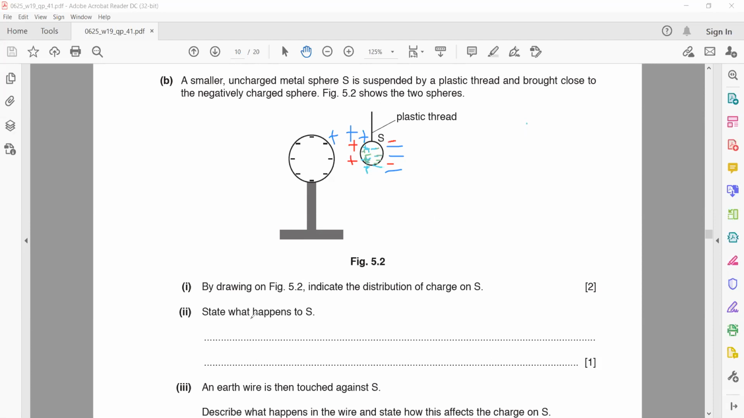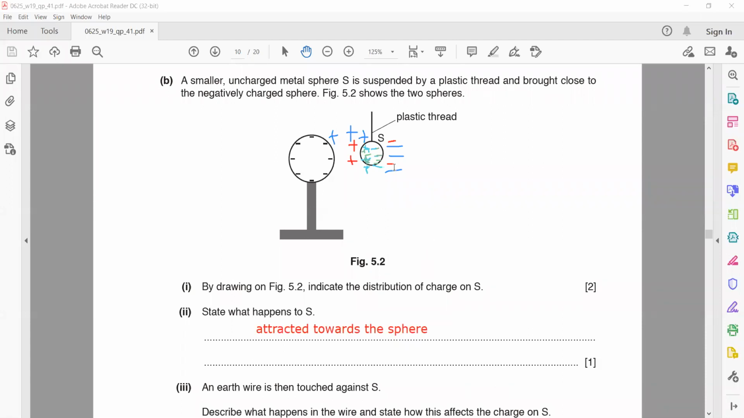The next part, state what happened to S. So basically, S will be attracted towards the charged sphere, or move towards the sphere.